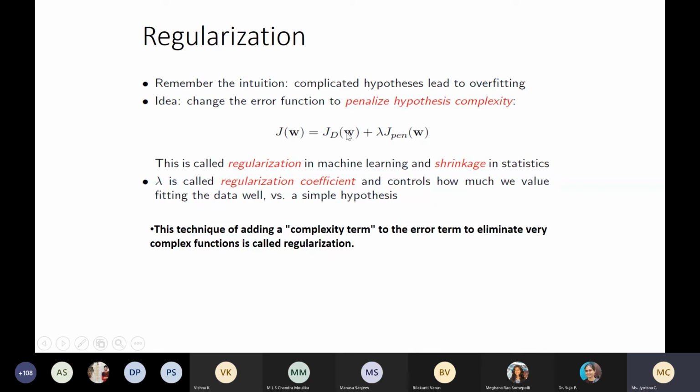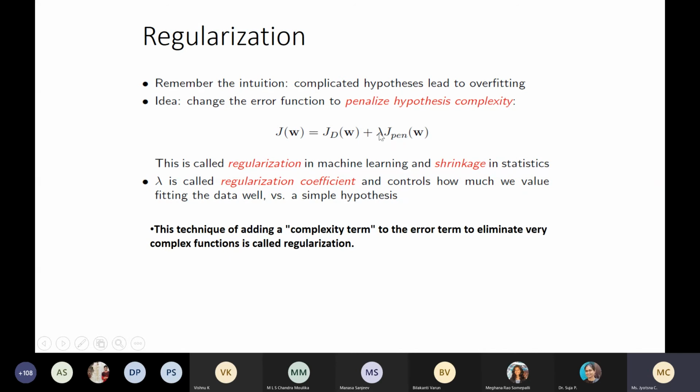So J of W is equal to some cost function. The cost function is your previous formula plus a penalty term that is introduced. So with your previous cost function or loss function, a penalty term will be introduced. Lambda is multiplied into that penalty term, and it is called the regularization coefficient.